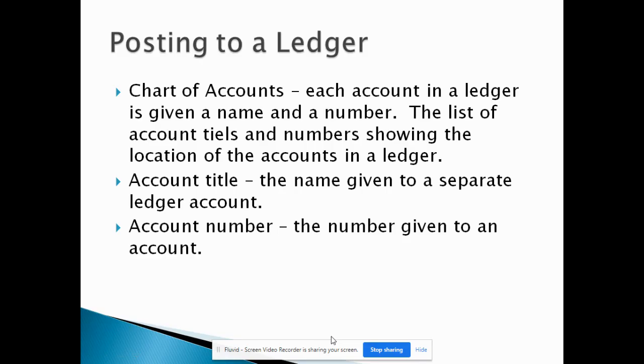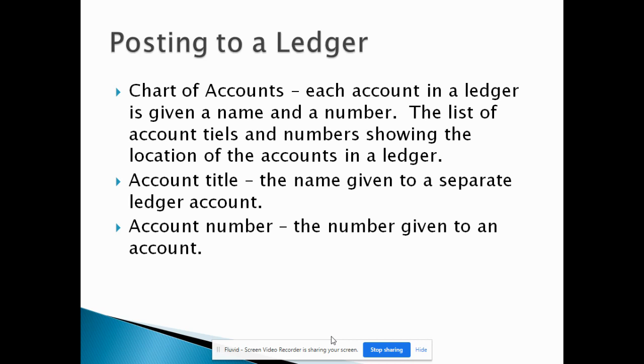After our opening entry, the next step will be posting the values or the entries to a ledger. Before we do that, I'll be explaining some terms that we'll be using for this part. First is a chart of accounts. In this chart of accounts, each account in a ledger is given a name and a number. It is the list of account titles and numbers showing the location of the accounts in a ledger. So that's the chart of accounts.